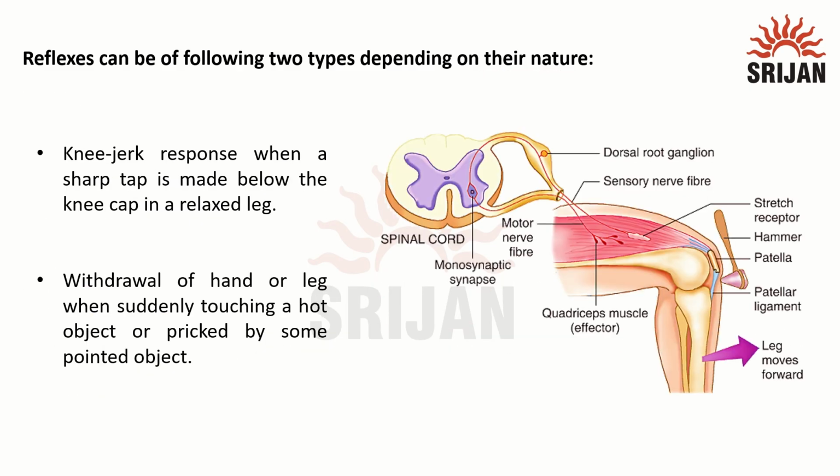Now, knee jerk is also an example of unconditional reflex. So, you hit an object near the patella region, the patella bone, and the knee will jerk, that is the leg will move forward without any thinking process. So in the knee jerk response, when a sharp tap is made below the kneecap in a relaxed leg, the leg will move up, that is an unconditional reflex. Another is withdrawal of hand or leg when suddenly touching a hot object or pricked by some pointed object.